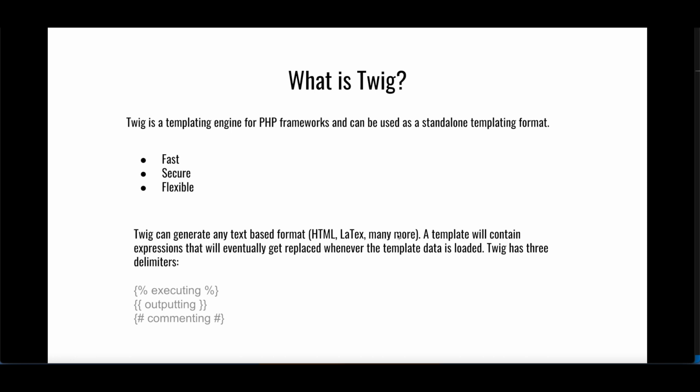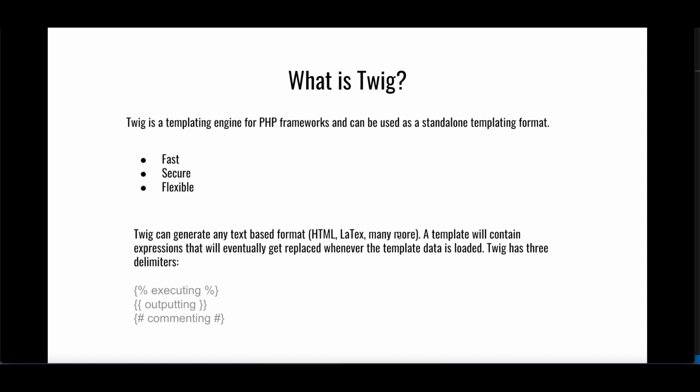Twig can generate any text-based format, like HTML, LaTeX, and others. A template can contain expressions that will eventually get replaced whenever the template data is loaded. So you create templates, and then you write all these variables and expressions all over the place, and where you have those expressions, that's where dynamic data is going to be loaded.